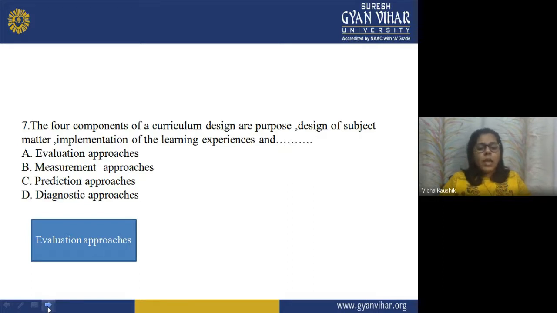Now, options are A, evaluation approaches, B, measurement approaches, C, prediction approaches, or D, diagnostic approaches. Now, students, you have to select the correct answer, and the correct answer is option A, that is evaluation approaches. It means the components of curriculum design are purpose, design of subject matter, implementation of the learning experiences, what the purposes of framing that particular curriculum are, and in the last, evaluation approaches.